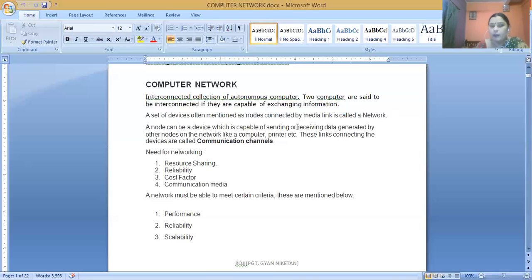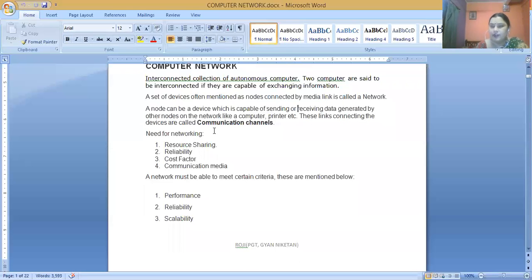Okay, and when we connect a set of devices by using a communication medium, then what are its benefits and what is the purpose of networking? Means, when we create a network, when we organize a setup of networking, then we can share resources. Resource means we can share the printers, we can share the scanners, or we can share the network hardware devices.